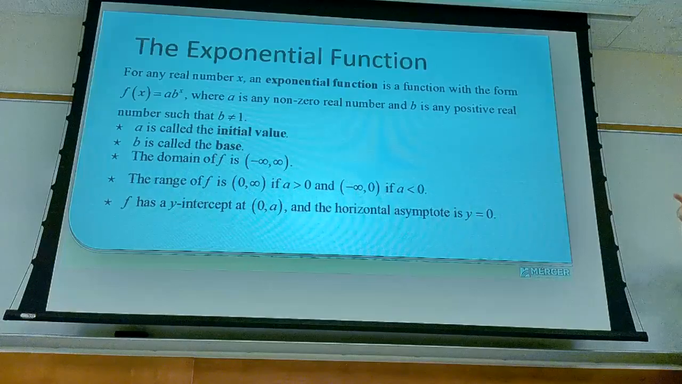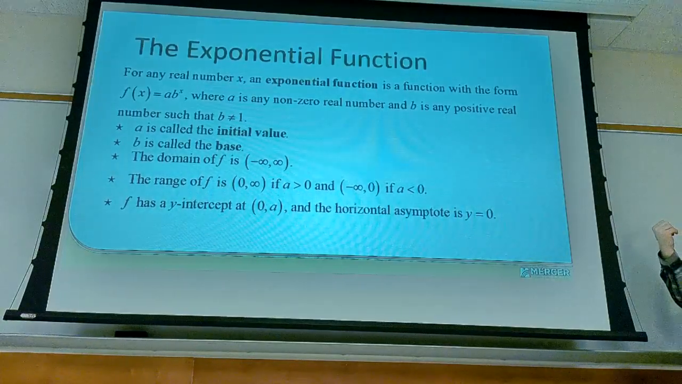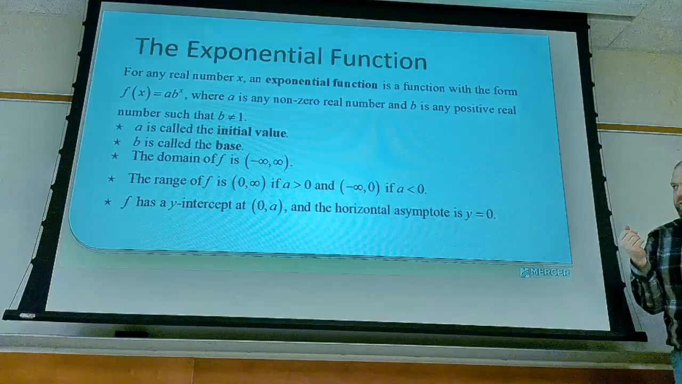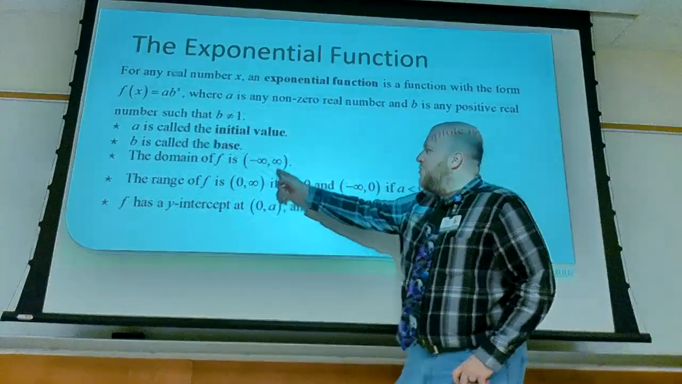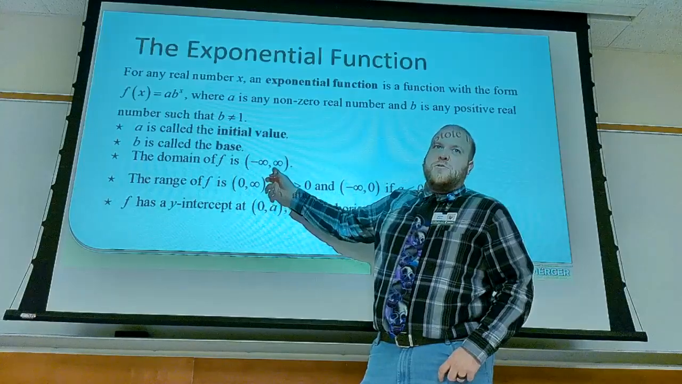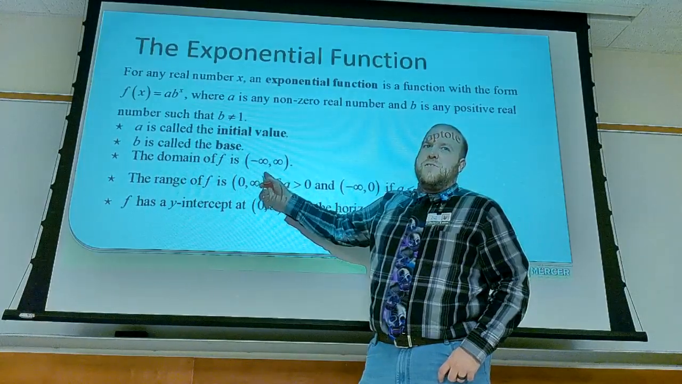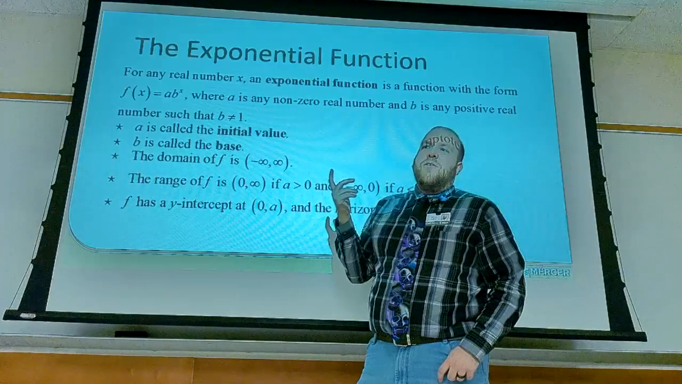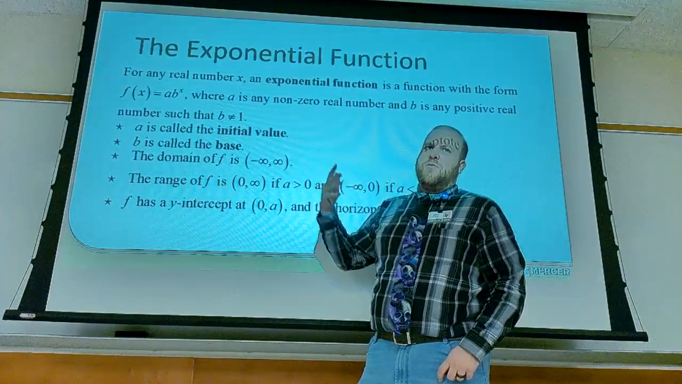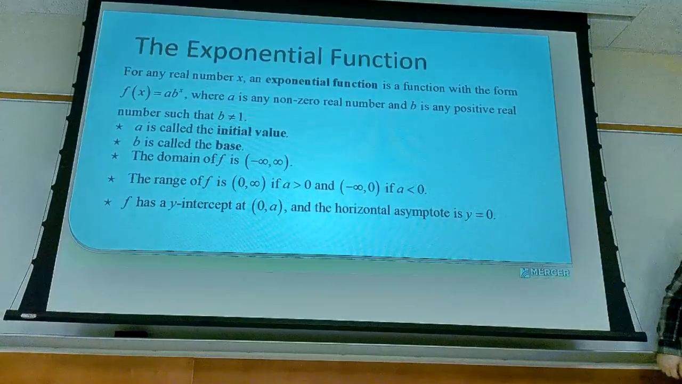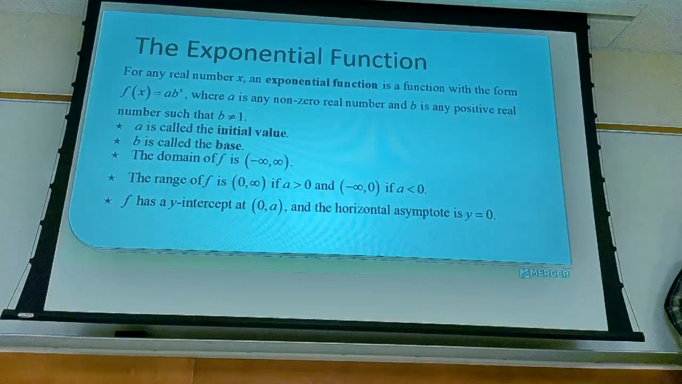The reason we don't have 0 and 1 included: 0 would be really boring. First off, it wouldn't be defined at 0. 0 to the 0 is indeterminate. But everything else would just be 0. So that's pretty boring. Same thing with 1. 1 to any power is 1. So that's a pretty boring function. That's a constant function. So that's why we exclude those two bases.